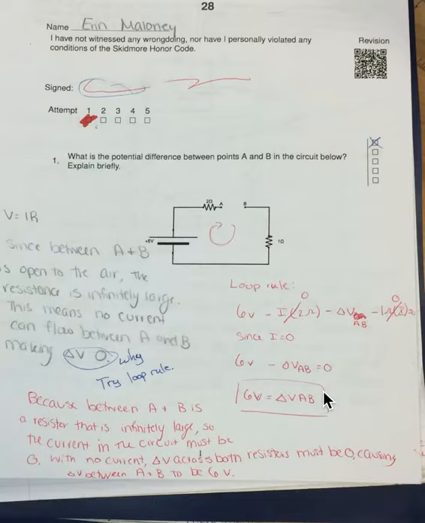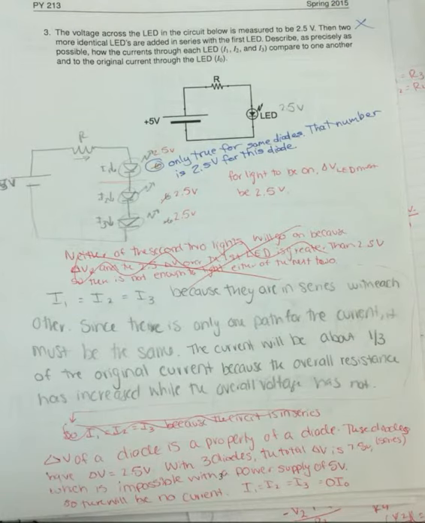for the loop rule to work. For assignment 28, number 3, the voltage drop of a diode is a property of the diode. So these diodes have a voltage drop of 2.5 volts. Since they're in series, the total voltage drop would be 7.5 volts, but it's impossible because there's only 5 volts coming from the power supply or the battery. So that means there will be no current.